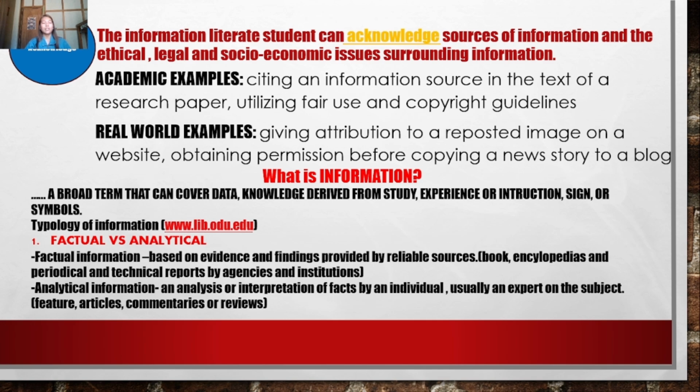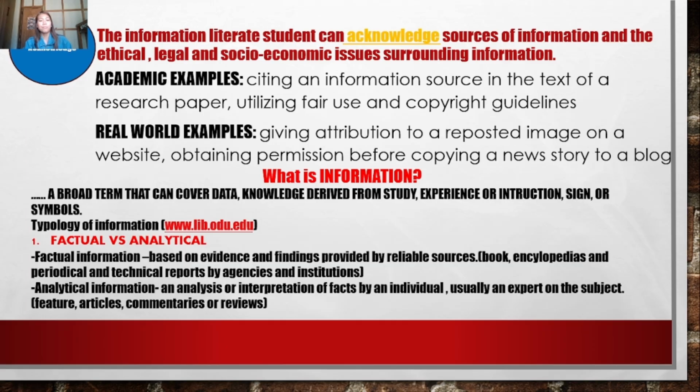And next, the real-world examples: giving attribution to a reposted image on a website, attribution or credits; obtaining permission before copying a news story to a blog. That's very important. And of course, downloading legally purchased music, and recognizing limits and protection of free speech and censorship on television. Those are the five components of information literacy.